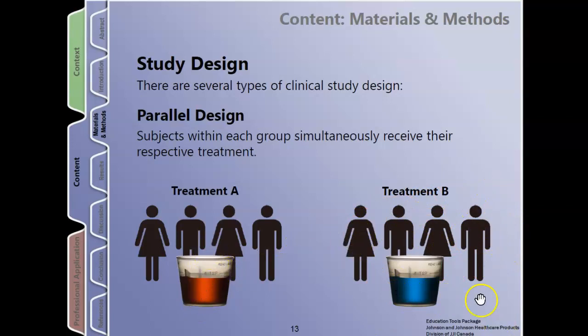So here I have 2 drugs, drug A and drug B, where these people are getting drug A at the same time as these people are getting drug B, and it's happening at the same time. So today, let's just say today is May 26th. On May 26th, these people will get this drug. On May 26th, these people will get this drug. So parallel design means they're both getting the drugs at the same time.